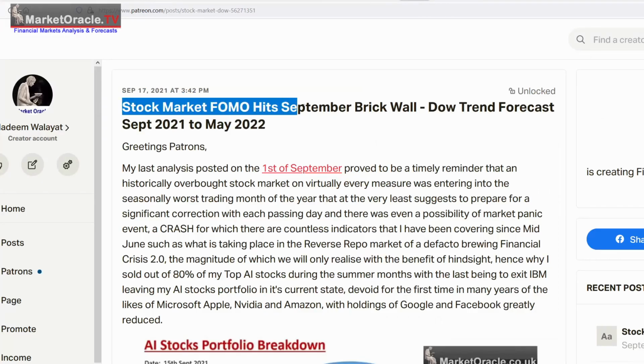Stock market FOMO hit September brick wall. Dow 2021 trend forecast, current state.